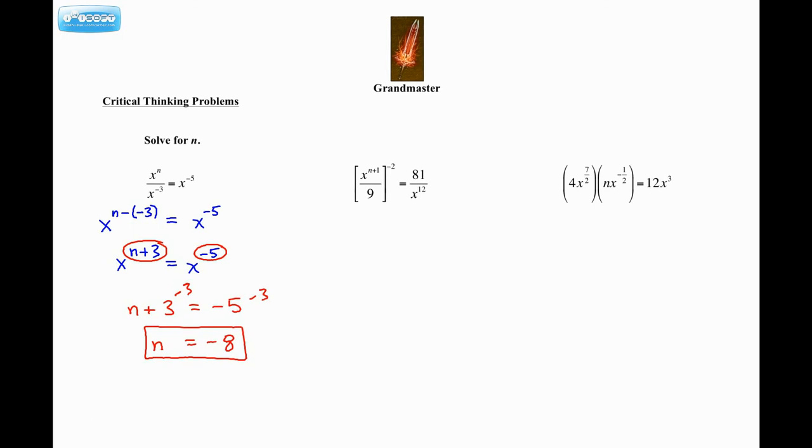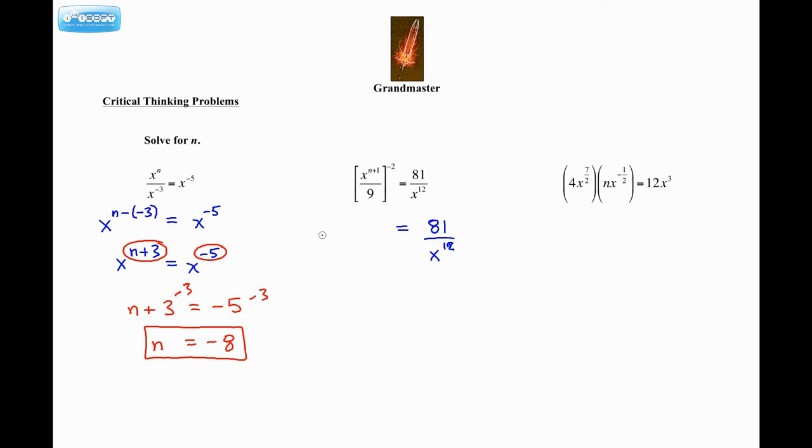Let's try another one. I have some ugly mess on the left, and on the right I have 81 over x to the positive 12. So n only appears once here. That's what we're trying to figure out. I think the best thing to start with, let's leave the right-hand side alone. And let's just try and make the left-hand side look a little bit nicer without actually changing what it says. So this negative 2, I can apply that exponent to both the numerator and the denominator.